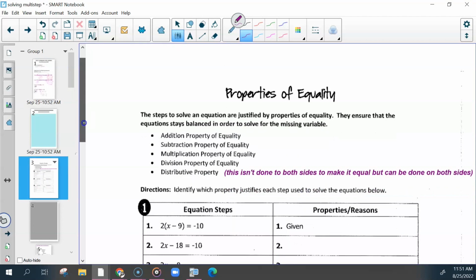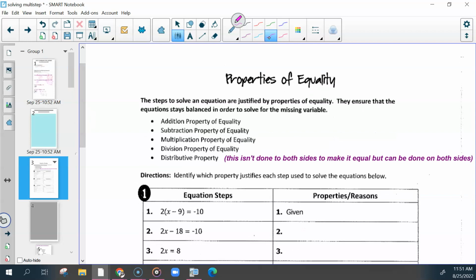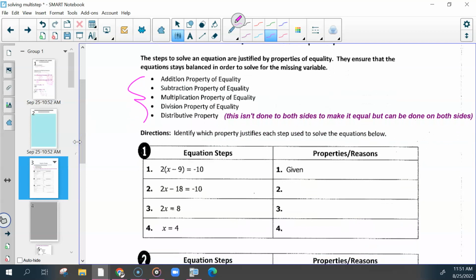On the next page, we're going to go through some of these. So these problems are solved already. We are going back to remember or practice properties of equality. What are they doing? And we're going to use these properties: addition, subtraction, multiplication, and division property of equality. That means it's being done to both sides. And then the distributive property, where you usually have parentheses. So we're going to start with number 1.